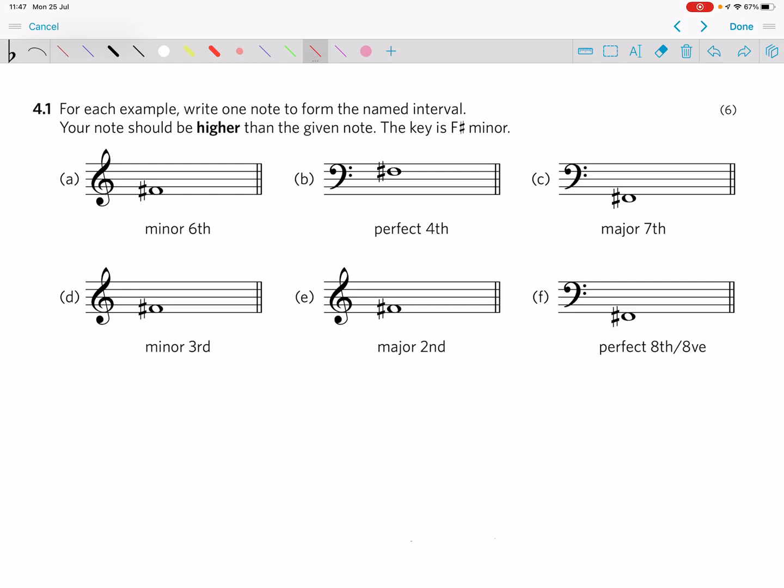This is grade 3 ABRSM theory, and this is question 4.1. For each example, write one note to form the named interval. Your note should be higher than the given note, and the key is F sharp minor.